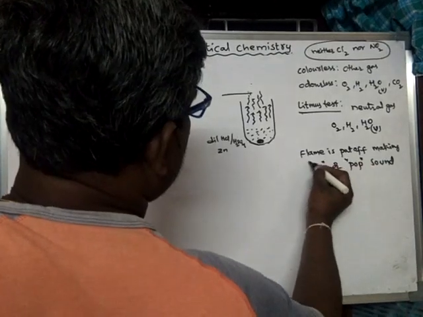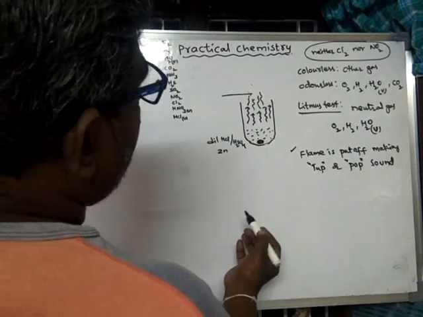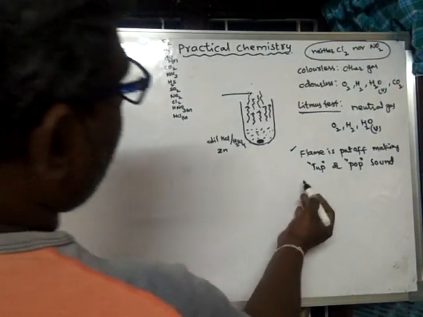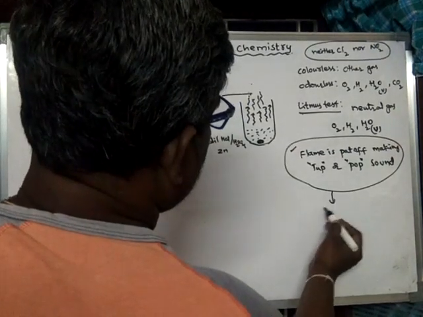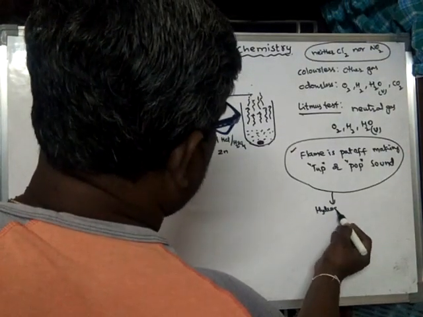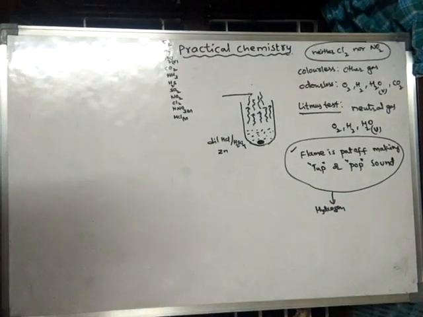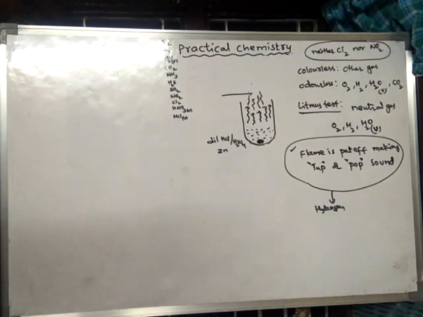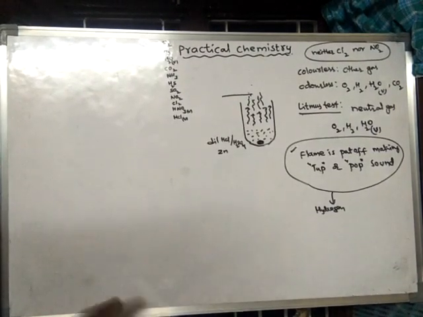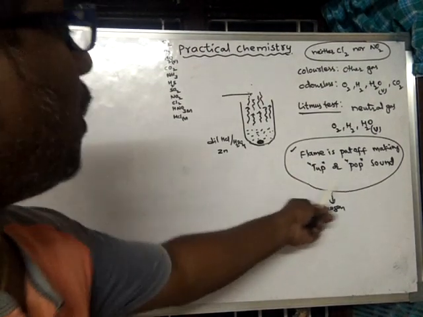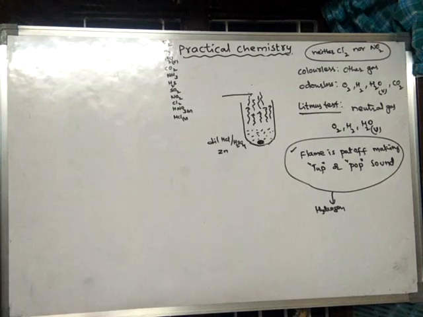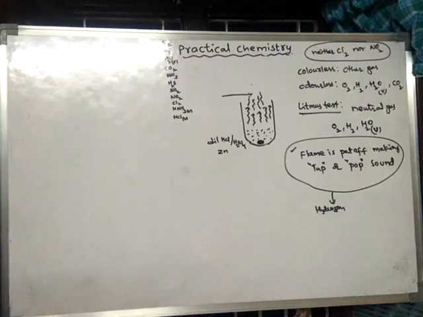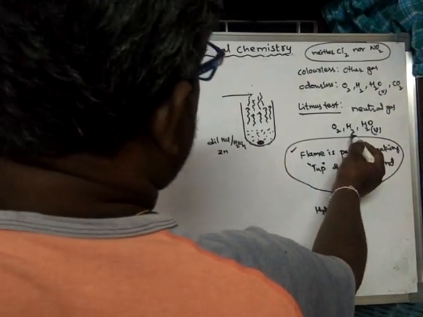So from this it is understood that when a flame is put off making a tuck or pop sound, the only gas which behaves like this is hydrogen. Only hydrogen gas will have this special character. No other gas will put off the flame with a tuck or pop sound. Some other gases may put off the flame, but they do not make a tuck or pop sound. So the only gas which makes a tuck or pop sound is hydrogen gas. Okay, so from this it is understood the gas is hydrogen.